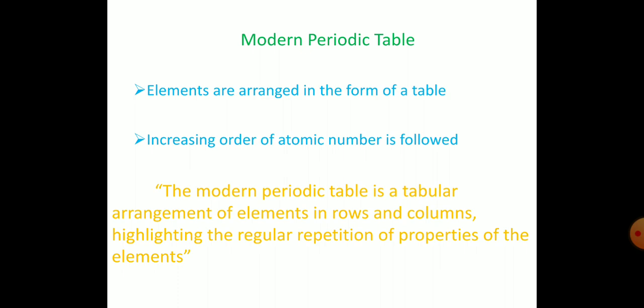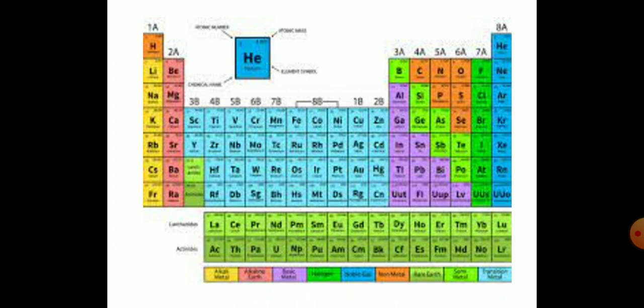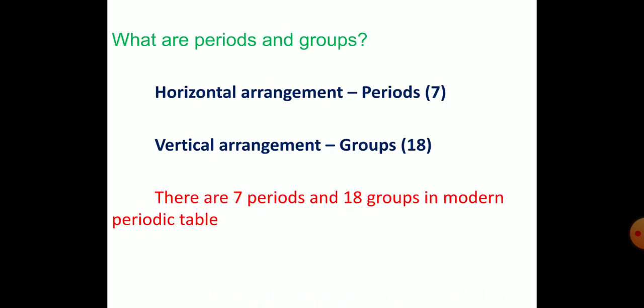Then the modern periodic table. It is a tabular arrangement of elements in rows and in columns. Then period and group. What is a period? The horizontal arrangement is called a period. What is a group? The vertical arrangement is called a group. How many periods and groups are present? 7 periods and 18 groups are present in the periodic table.